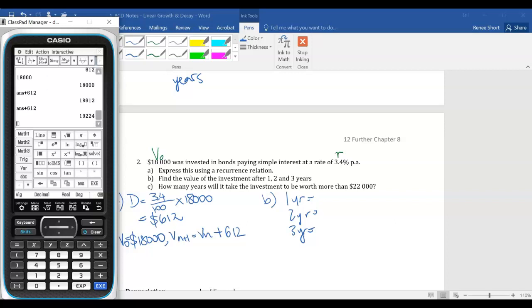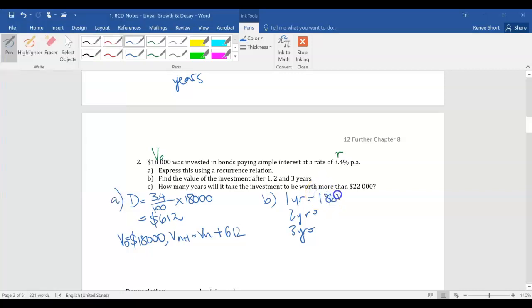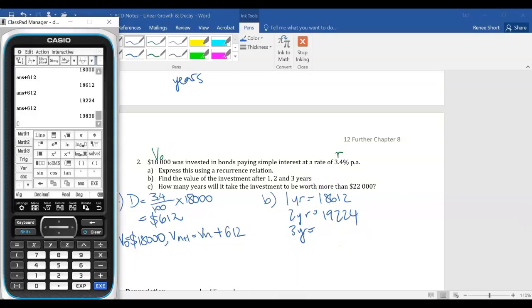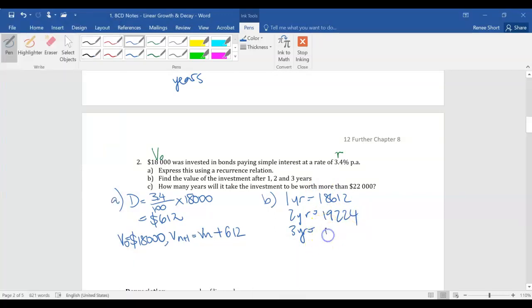If I keep pressing enter, it keeps repeating the recurrence relation for me. So 18,612, 19,224 and 19,836. Now, with all of these, because they are money, I always need to put a dollar sign at the front. That is my unit, so make sure you always include that.